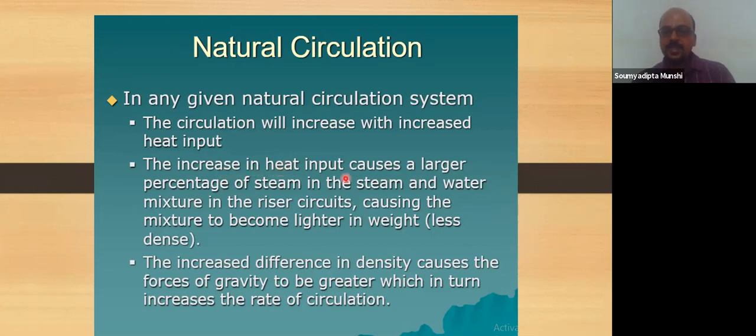So the increase in the heat input causes a larger percentage of steam in the steam and water mixture in the riser circuit, causing the mixture to become lighter in weight. As the heat increases, that means more water is converted to steam. That means the density of the mixture becomes lesser than the previous one. So the increased difference in the density causes the force of gravity to be greater, which in turn increases the rate of circulation.